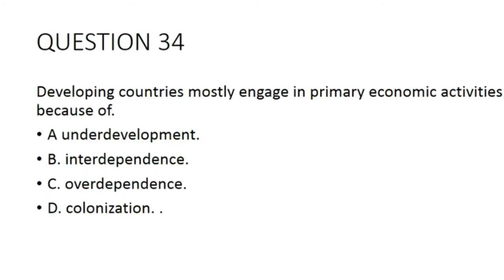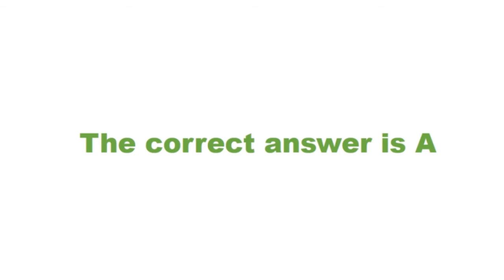Agriculture. 34. Developing countries mostly engage in primary economic activities because of A. Underdevelopment, B. Interdependency, C. Overdependency, D. Colonization. Developing countries are mostly engaged in primary economic activities because of underdevelopment.